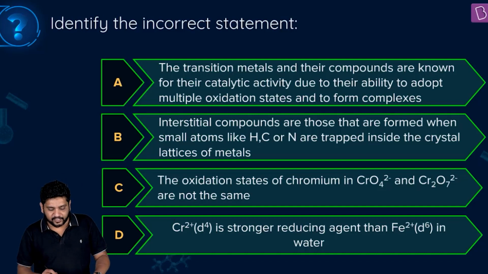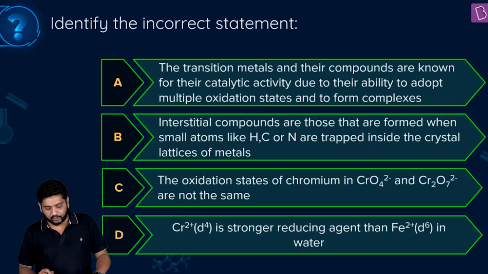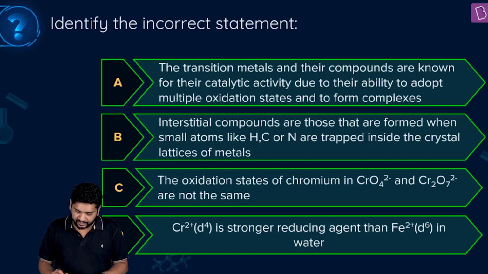Next statement says the oxidation states of chromium in CrO4 2- chromate and Cr2O7 2- dichromate are not the same. This is what it says. And the last option says Cr2+ d4 configuration is a stronger reducing agent than Fe2+ d6 in water, right? So let's look at the statements one by one.